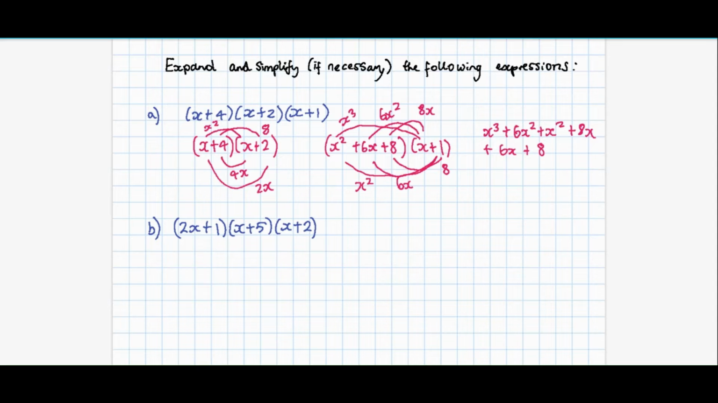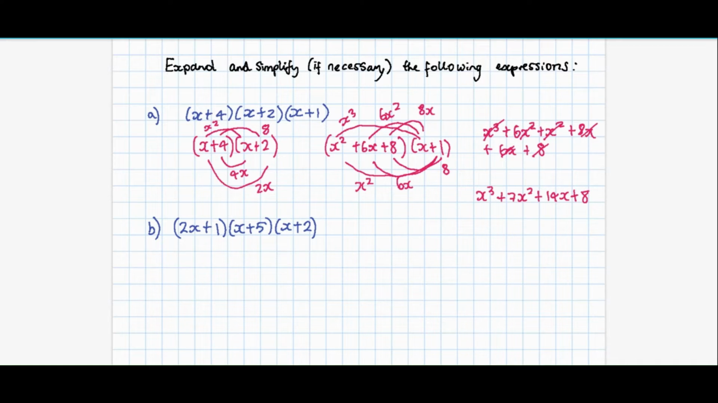It's quite long-winded, but we do x cubed, then 7x squared. So we simplified this bit here, so we can just cross them off as we go. And then we do 8x plus 6x, which is 14x, and then plus 8. And we've done everything there. And that's the final answer there.